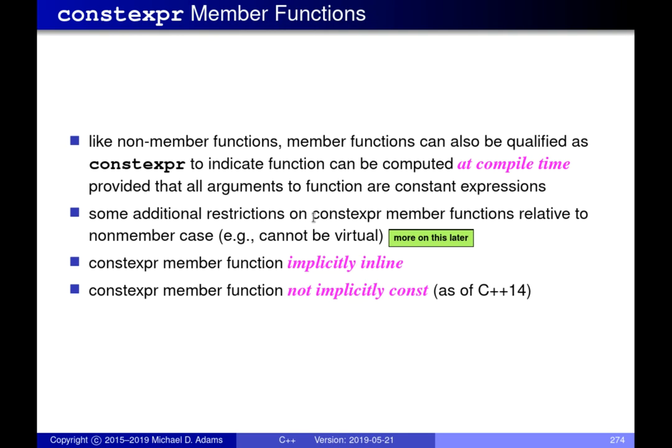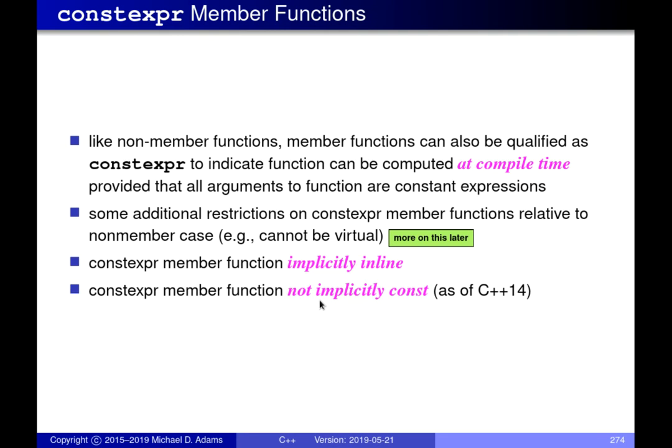When you're talking about member functions, in addition to all the rules about what you can and can't do for regular functions with constexpr, there are also some additional restrictions imposed, and I'll talk about some of these things a bit later. I think I already touched on this point on the second last bullet. Constexpr member functions are implicitly inline. Basically, it's as if you wrote the inline keyword in front of them. But they're not implicitly const. So this is a very big difference between constexpr variables versus constexpr functions. With constexpr variables, when you say constexpr, that thing is implicitly const.